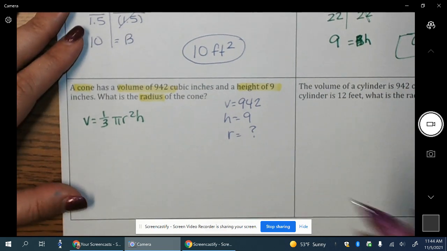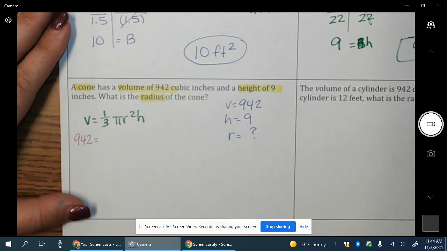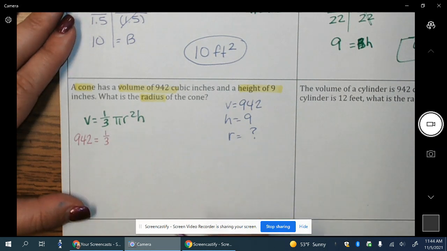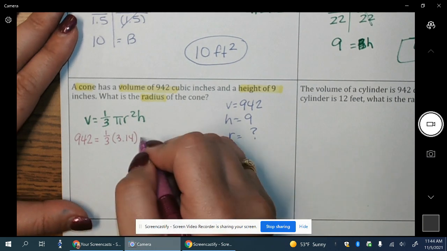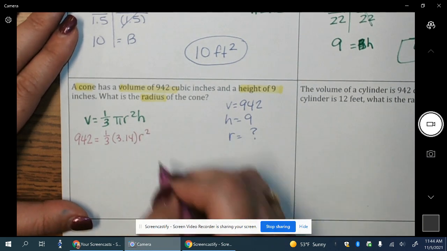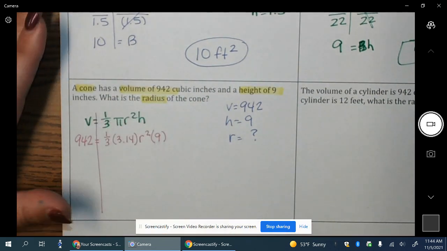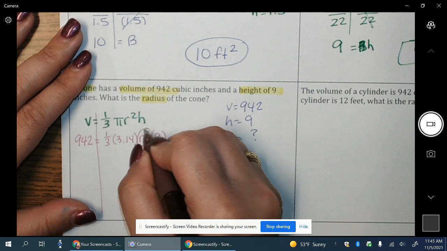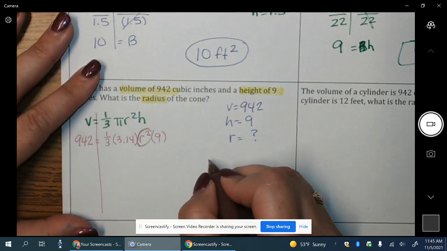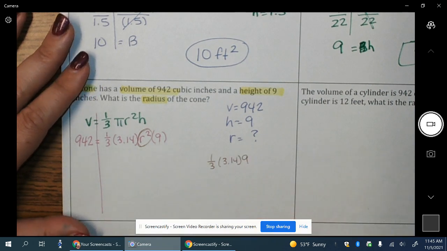Do we know volume? Yes. So 942 equals 1/3. What is pi? Do I know the radius? No. Do I know the height? Yes. Okay. Now this one is just like the warm-up. We had that 1/3 in there. What did we do on the warm-up? Yeah, we multiplied all the numbers that were not the variable. So 1/3 times 3.14 times 9.